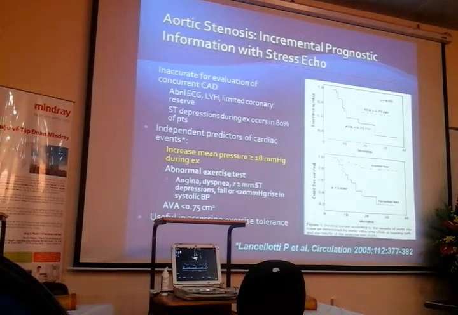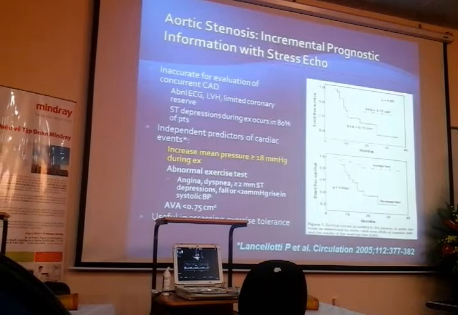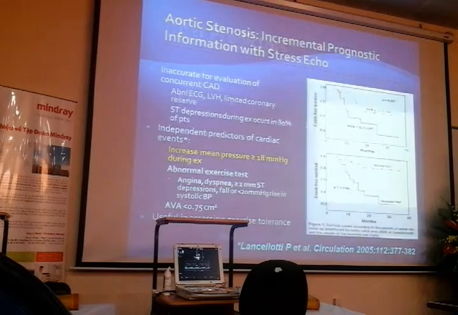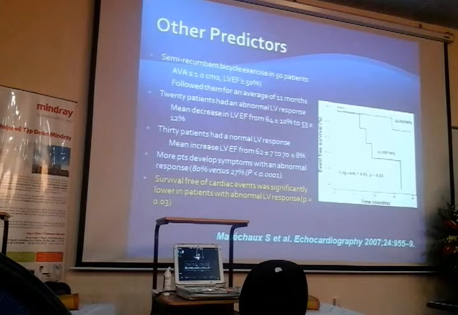Other prognostic markers for stress testing in asymptomatic stenosis include an increase in the mean pressure gradient. This is one of the studies that showed that an increase in the mean transaortic gradient of 18 millimeters of mercury was an independent predictor of more events. Another study, the Maréchaux study actually, also showed that an increase in mean gradient of 20 millimeters of mercury was a poor prognosis. So we will use either a range of 18 to 20 increase in the mean gradient as a poor prognostic sign.